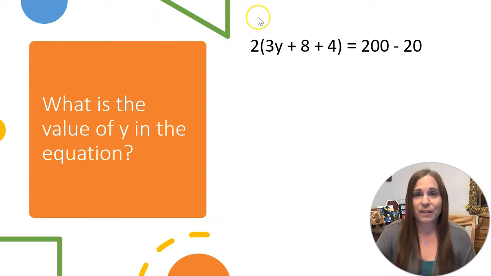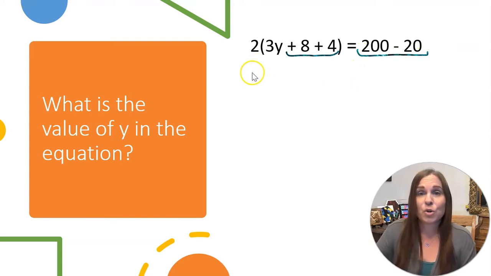So we're going to simplify this. Always look to combine like terms first. So I've got like terms here. They're both constants, and so are these. So I'm going to combine those first. So 2, I'm going to leave that. I'm going to leave this. Positive 8, positive 4, they combine to give me a positive 12. 200 minus 20 is 180.